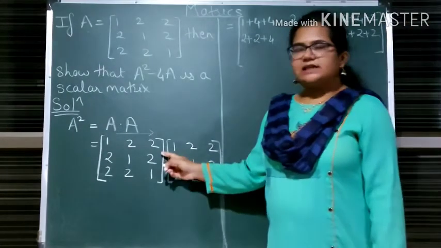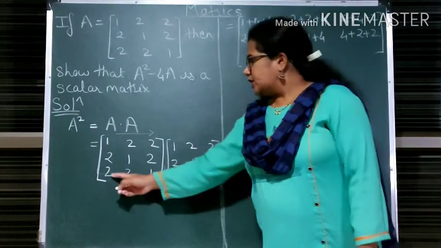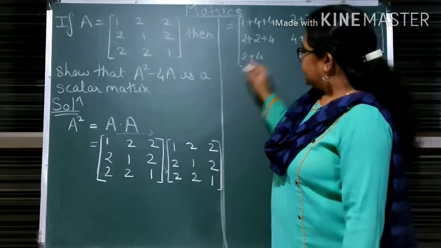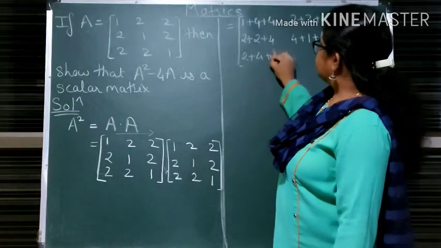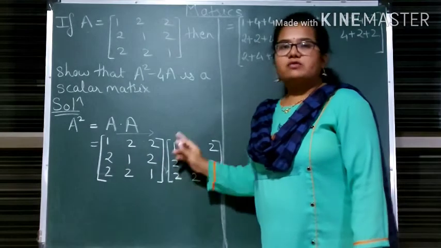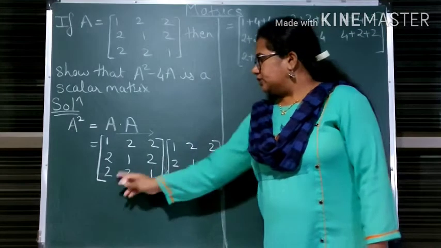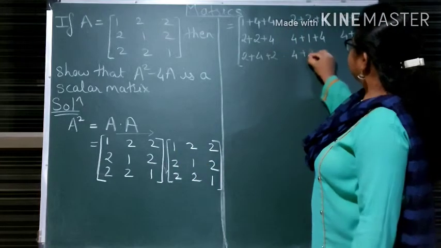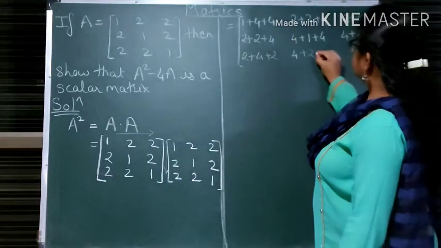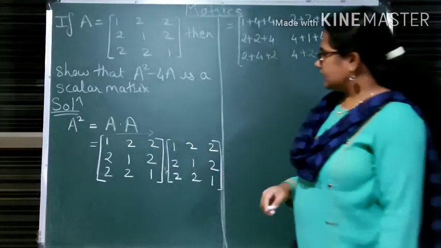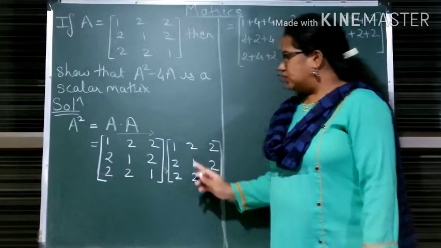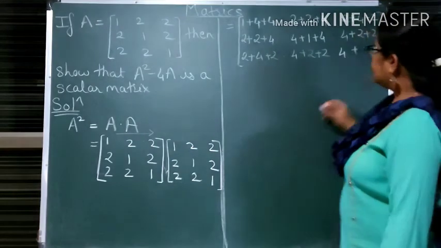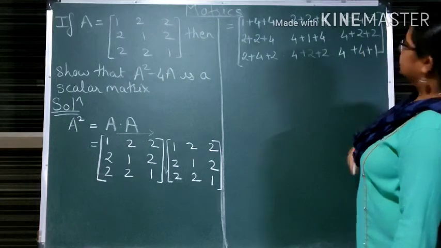Now after finishing with the second row, we will move to the third row. 2 1s are 2, 2 2s are 4, and again 1 into 2 is 2. The third row, first column over, third row, second column. 2 2s are 4, 2 into 1 is 2, and 1 into 2 is 2. Okay. Now say third row, last column. 2 2s are 4, 2 2s are again 4, and 1 into 1 is 1.